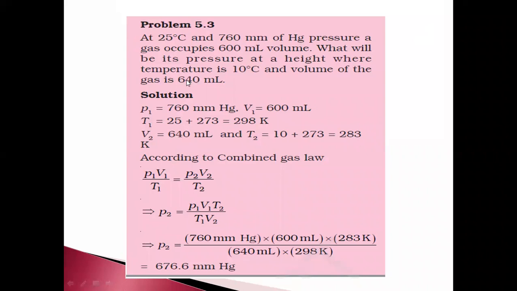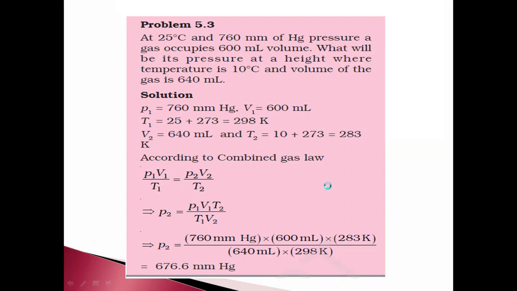T2 is given over here, all right. So T2 is 10 plus 273 Kelvin. We have to convert into Kelvin. So just combine all the formulas, that is P1V1 upon T1 equals P2V2 upon T2. We required the pressure, so P2 equals P1V1T2 upon T1V2. If you use the formula, always try to write with the unit. So at last we are getting 676.6 mm mercury. Okay, unit, don't forget it.